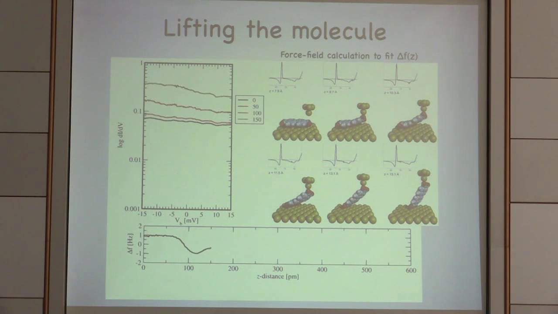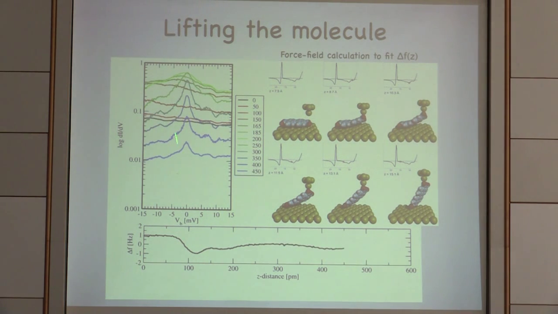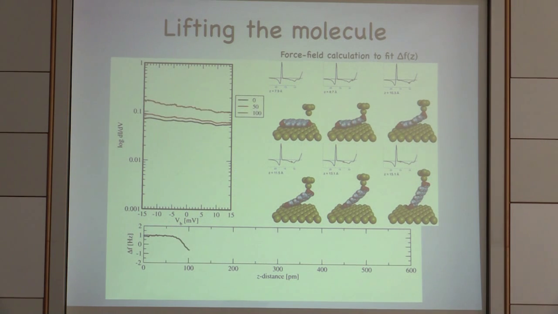The LUMO is approaching the Fermi level, and at certain moments the Kondo peak appears, and then we pull away, and you see that the Kondo is getting smaller and smaller. And then basically we stop, and then we go back and forth so as not to lose the molecule.